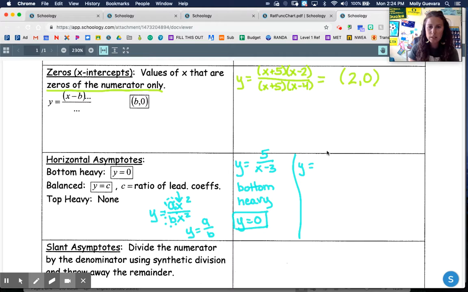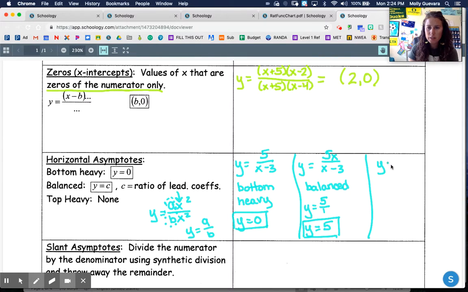Let's look at another example. Y equals 5x over x minus 3. In this case, on the top, I have x to the first, and on the bottom, I have x to the first, so this is balanced. Since it's balanced, I'm going to take the coefficients of the highest degree. So on the top, it's a 5, and on the bottom, it's a 1, right? Because there's a 1 in front of that x. So I get 5 over 1. So the equation of my horizontal asymptote in this case is just y equals 5.